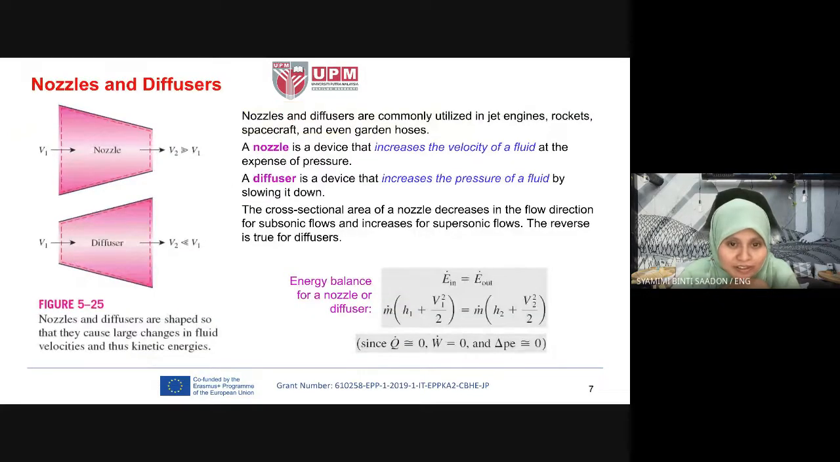Next, we go one by one through the energy balance of each device, whether it is a device used in an aircraft engine or in any mechanical device, a pump, etc.